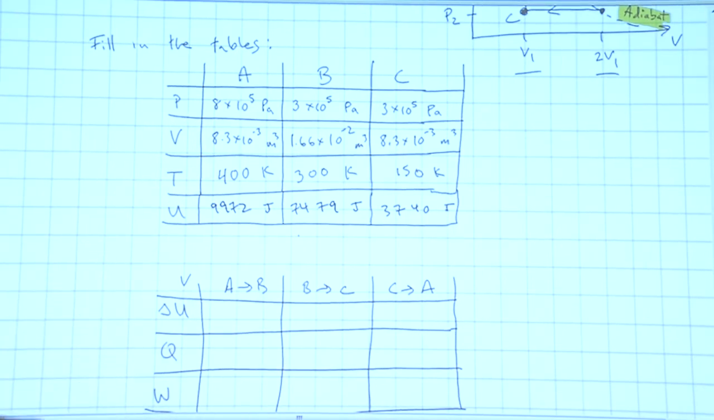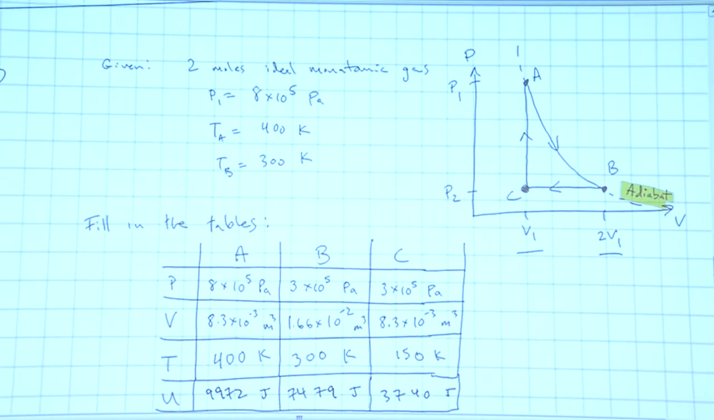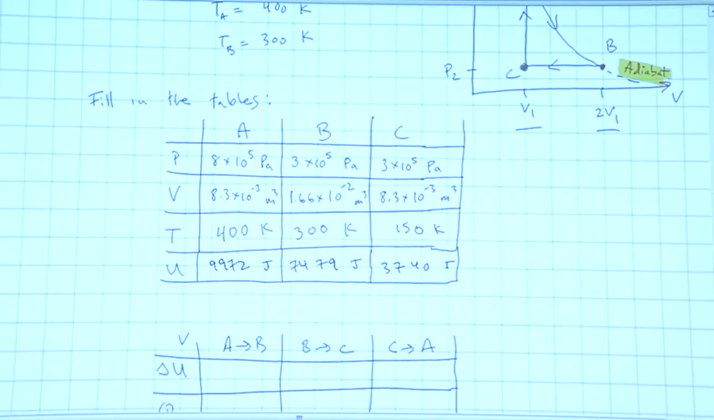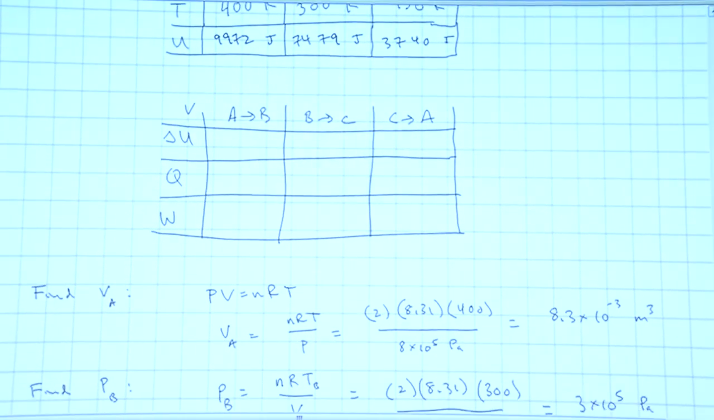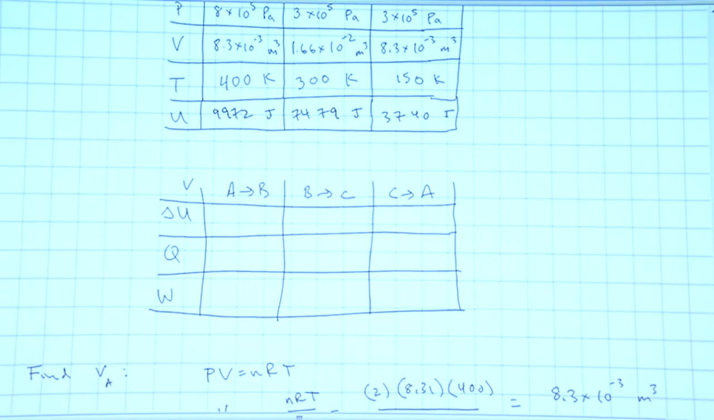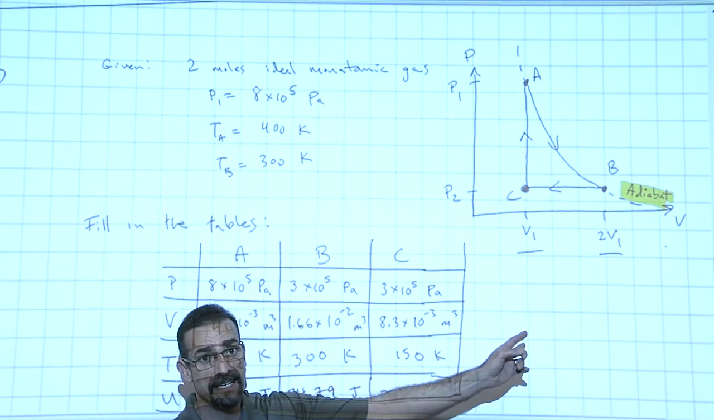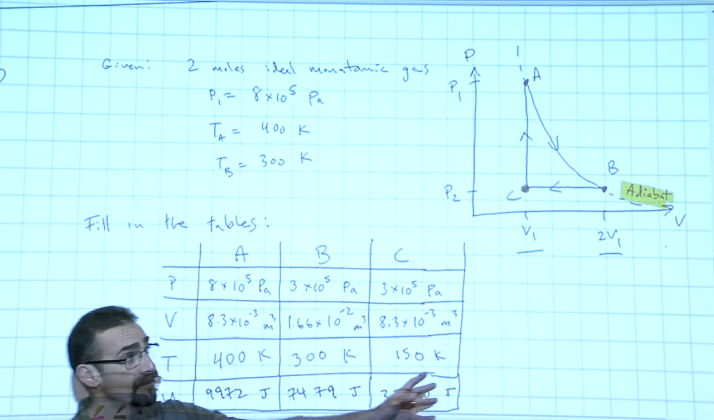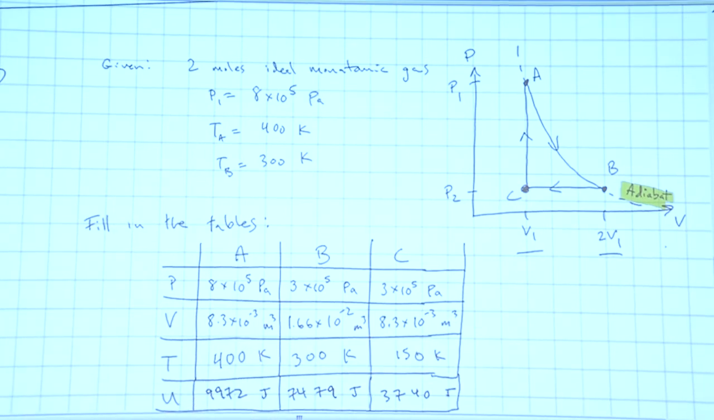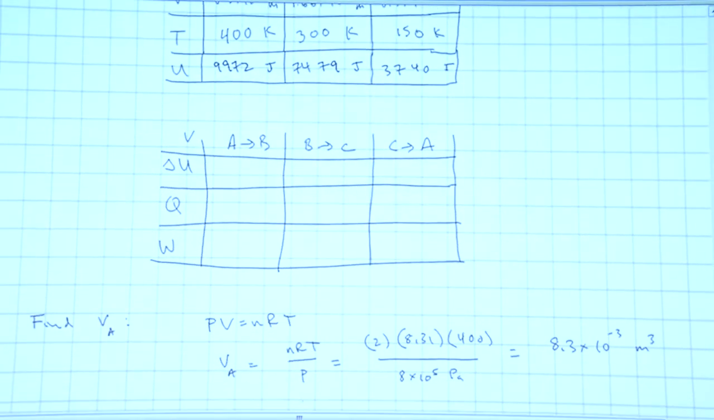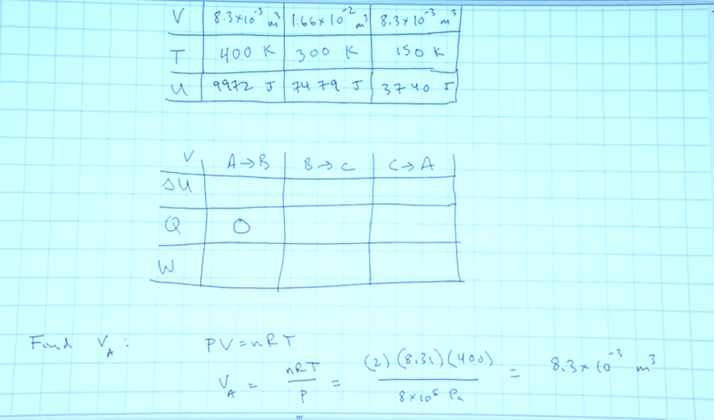Now I want to look at the processes. Now I don't just have one process, I have 3, right? Going from A to B, going from B to C, and going from C back to A. So I want to fill in what I know here. And one thing I know, let me look at these processes real quickly. Going from A to B, that's a special process, an adiabatic process. What do we know about that? No heat flows into or out of the system during that process. So I'm going to go and put in, from A to B, Q equals 0.